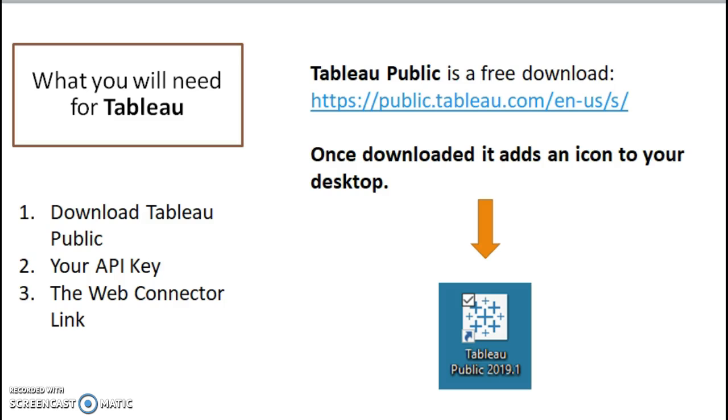Anyway, let's shift gears and talk about another way you can take your data from Alma and display it visually online. Tableau has a free product called Tableau Public that you can use to create visualizations. There are different versions of Tableau, and you want to download the one that says Tableau Public. For this, you're going to need to download Tableau Public, you need to have your API key, and you need the web connector link that Ex Libris created.